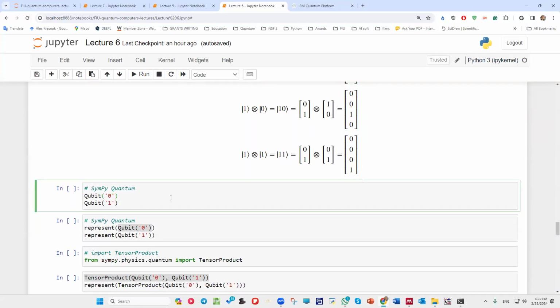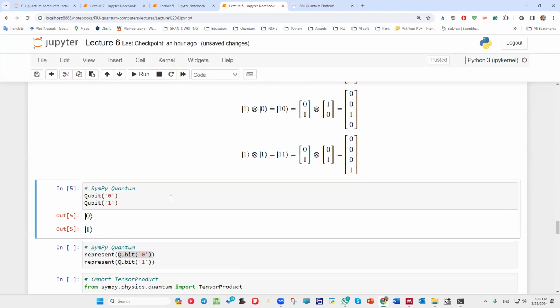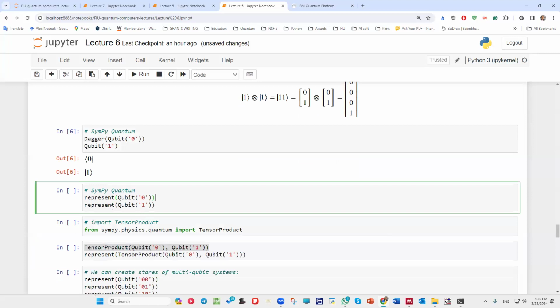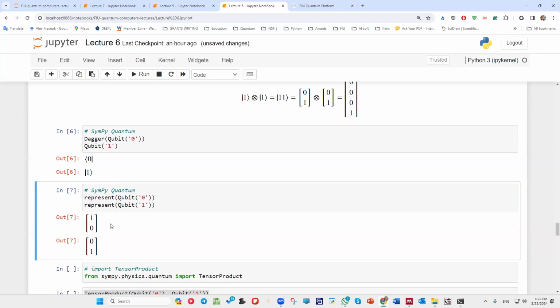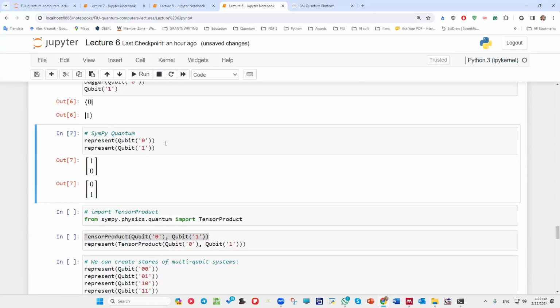Using SymPy quantum, as I said last time, we can generate the qubits, right, in the ket state. We can, of course, dagger the qubits to get the bra state or bra vector. Using represent, we can explicitly write the states in the matrix form, like this.